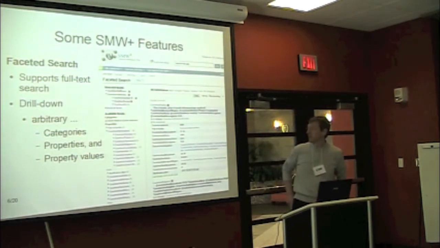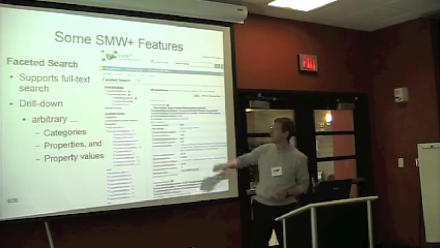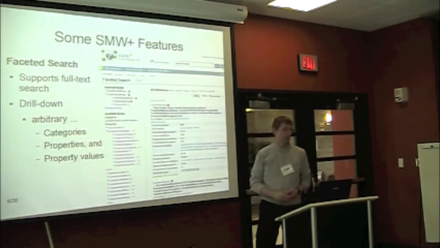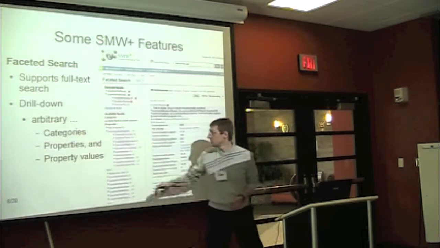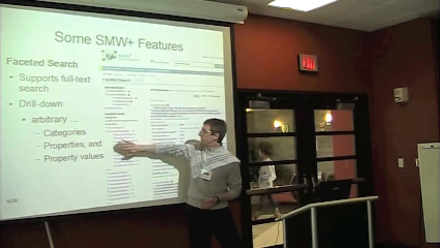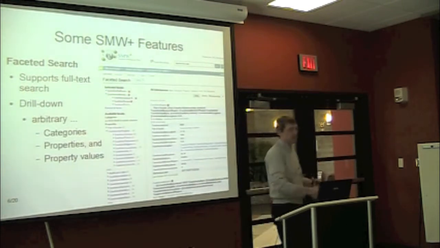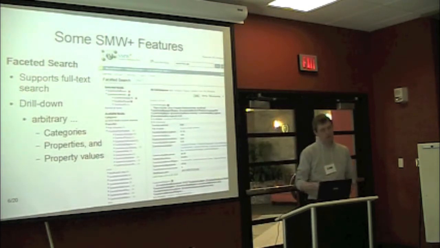A second thing that SMW Plus is adding to the SMW environment is faceted search. We implemented a Solr-based server which stores, on the one hand, the full text and creates an index out of this, and on the other side stores all the properties with their values. This allows you to enter full text to filter all the pages in the wiki, and we can drill down by categories and by properties, and then restrict the set of pages that can be found interactively.